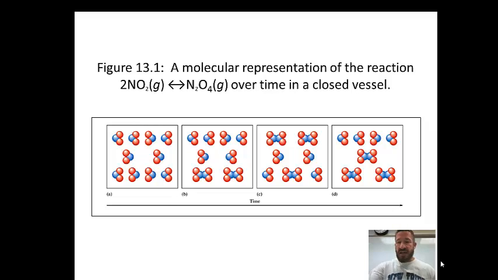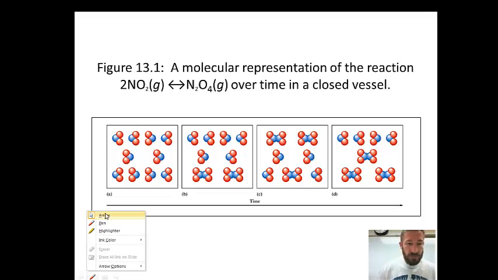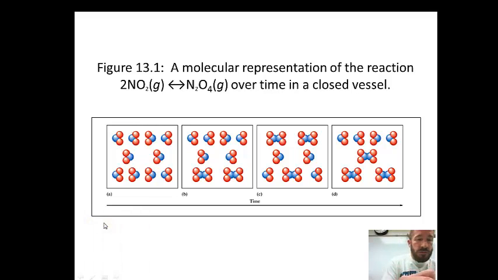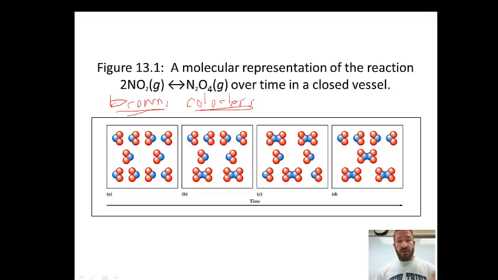Let's say we take nitrogen dioxide, which is a brown gas, and this N2O4, dinitrogen tetroxide, is a colorless gas. So we have a colorless gas here and a brown gas here. If they're put in a reaction vessel over time, you see at the very beginning we have all nitrogen dioxide. Then here we have a mix.